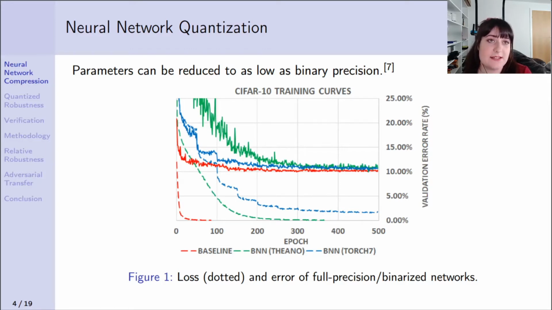Along the x-axis are the training epochs. As we can see, it takes slightly longer to train the binarized neural networks, but the end result is that the binarized neural networks only have a slightly higher error than the full precision network, despite being much smaller.